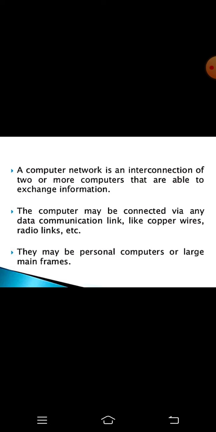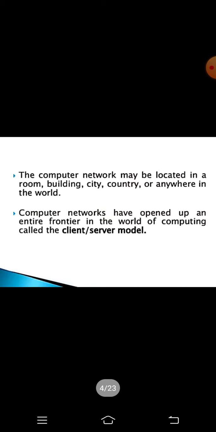You may think, how can the computers be connected? So the computers may be connected via any data communication link, like copper wires or radio links. As I told you, it may be personal computers or large mainframes. Personal computers or PCs are connected with each other via copper wires, or sometimes they are linked via radio links. The computer network may be located in a room, building, city, country, or anywhere in the world. The computer network may be small and it may be large, such that it interconnects the whole world. It may be large enough.